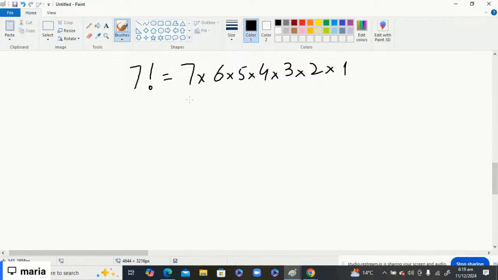Starting from the 7 and then moving in this way. 6, 5, 4, 3, 2, and 1. 6 times, 5 times, 4 times, 3 times, 2 times. Okay, this is the way that we get 7 factorial.